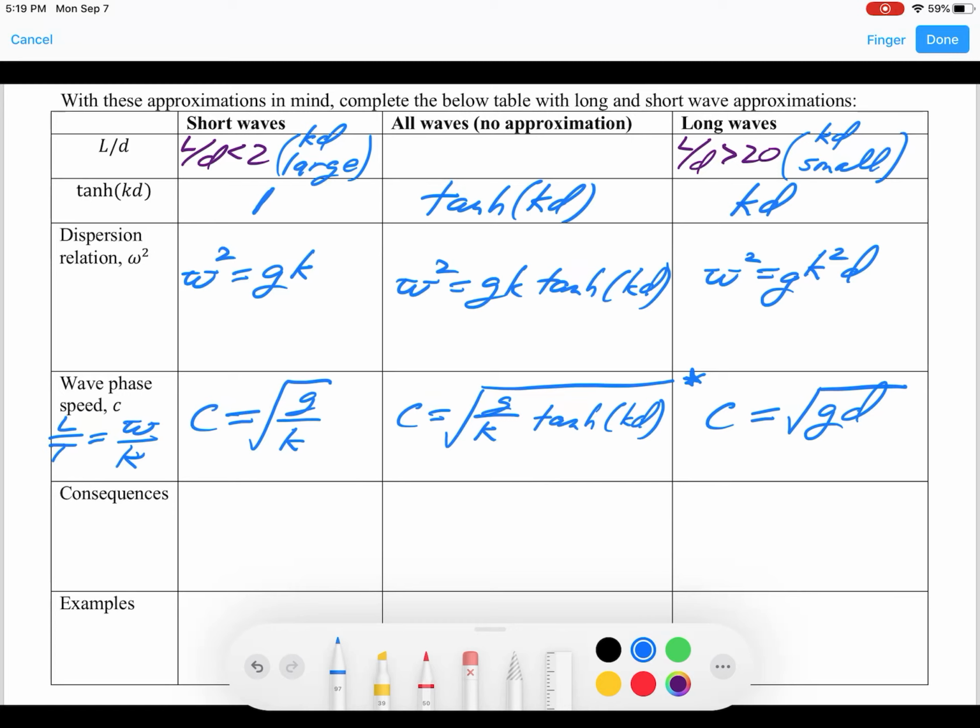So what are the consequences of these formulas? What are they really telling us? Well, for short waves, if we look at this wave phase speed, it depends on the wave number, which is the wavelength, which is the period of the wave, okay? And what that means is that in deep water, waves of different periods travel at different speeds, and the adjective that we use for that is that they are dispersive, okay? So deep water waves are dispersive, and that's really the meaning of that word dispersion. Deep water waves are dispersive, meaning that different periods travel at different speeds.